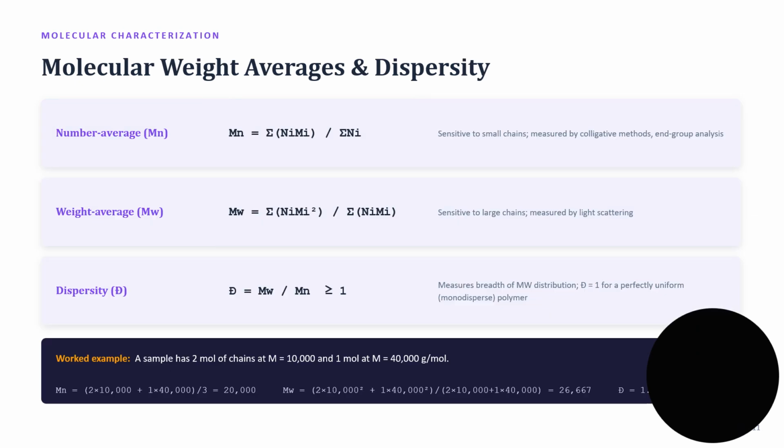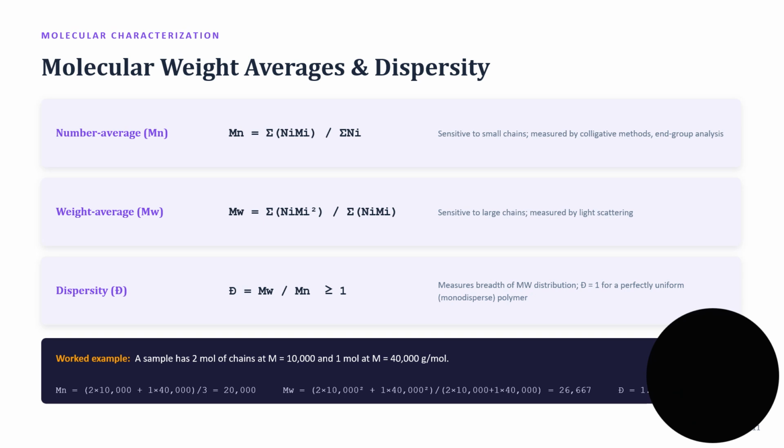Now let's talk about molecular weight averages and dispersity. Unlike small molecules, polymers are never made of chains that are all exactly the same length. Every real polymer sample is a distribution of chain lengths. So we need statistical measures to describe that distribution, and this slide covers the three you absolutely must know.